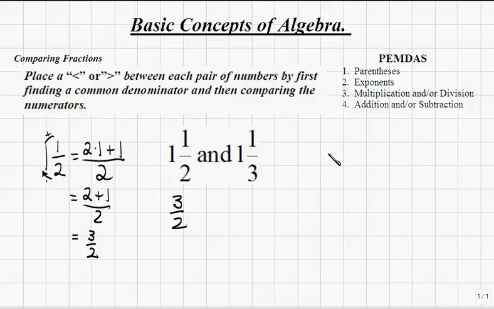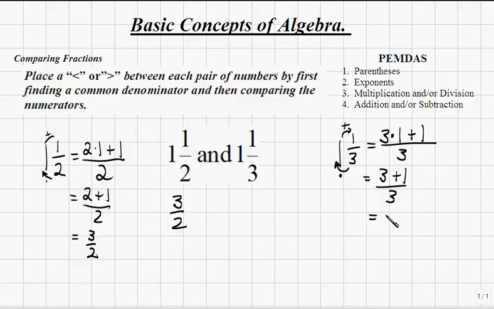For 1⅓, over on our right side, we'll again multiply 3 by 1 and then add that expression to the numerator 1 and then write that over the denominator of 3. So this becomes 3 times 1 plus 1, all over 3. This becomes 3 times 1 is 3, plus 1, all over 3, which becomes the improper fraction 4/3. So now we can compare the two fractions 3/2 to 4/3.